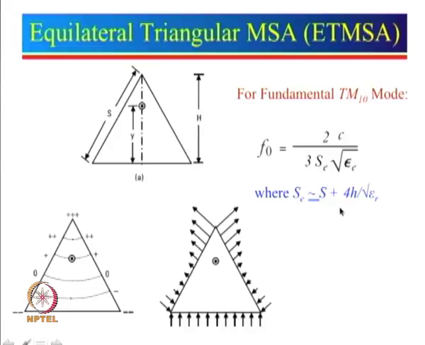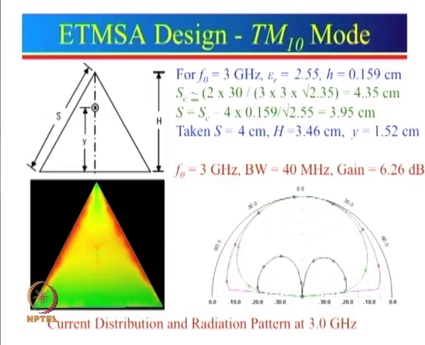So, if we use this particular value for the derivation, let us see what we get now. Here we have taken an example. This is an ETMSA design for the fundamental mode. We have taken the TM10 mode. We have taken f0 as the design frequency, 3 gigahertz, we chose epsilon r as 2.55, h is 0.159, tan delta has been taken as 0.001.